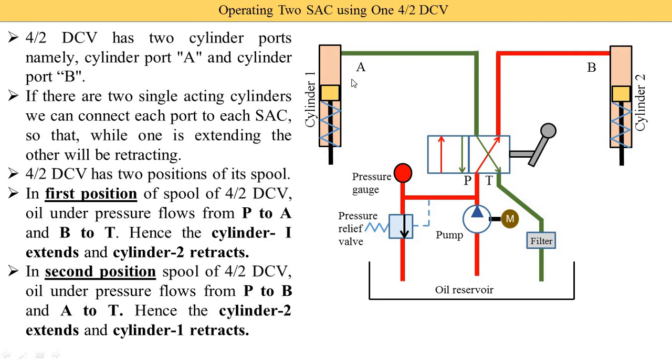So what we understand is that during the first position cylinder 1 extends and at the same time cylinder 2 retracts, which means extension and retraction are going on simultaneously. When in one cylinder extension is going on, in the second cylinder retraction is going on. Similarly, in the second position, when in cylinder 2 extension is going on, then in cylinder 1 retraction is going on. So I hope you can understand this theory easily.